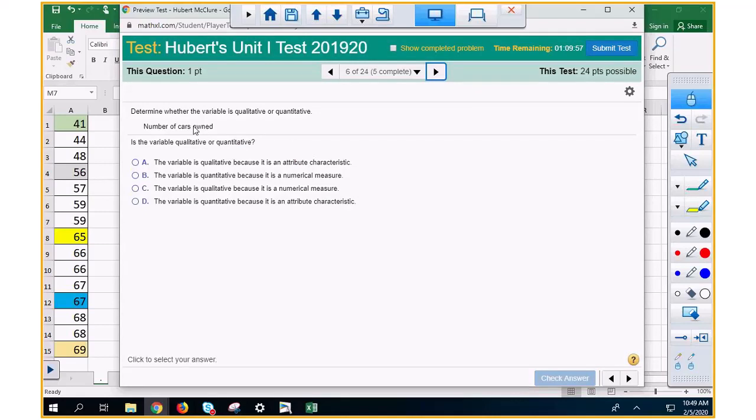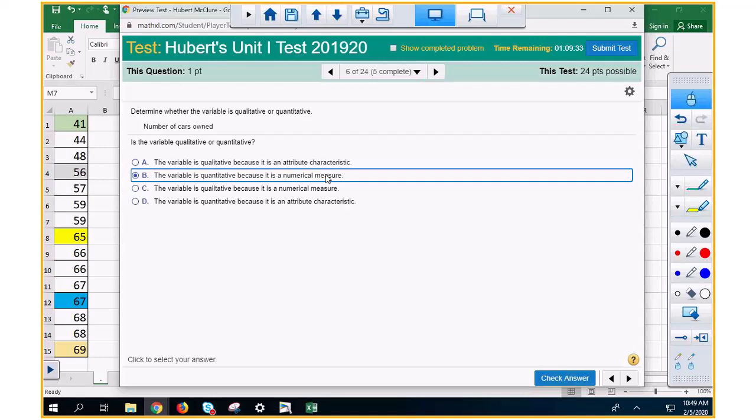Determine whether the variable is qualitative or quantitative. This is the one I told you that y'all would miss. Okay? So number of cars owned. Quantitative, Hubert. Yes, because you are counting. So which one says quantitative? I ain't going to read all of them. Numerical measure, thank you. Numerical measure means you can count, add, subtract, multiply, divide, find the average of. That's what that means.